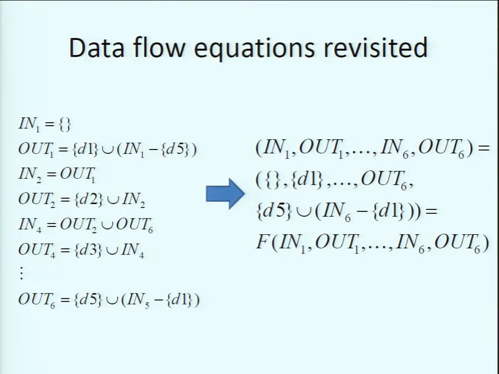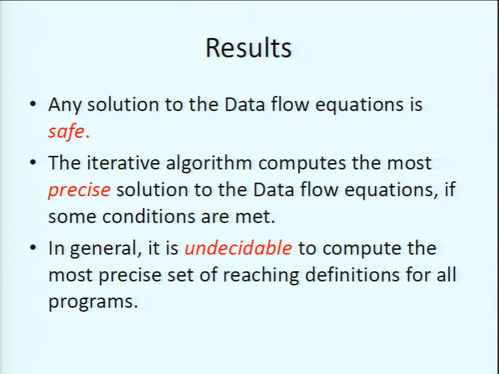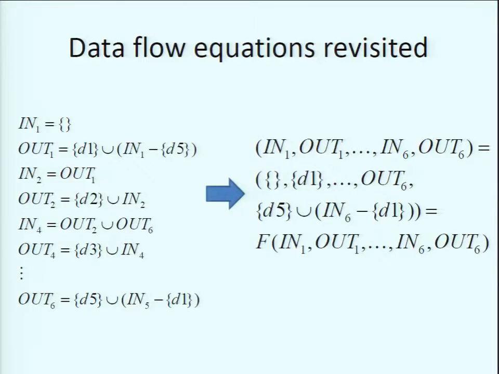Okay, so let's look at the data flow equations again. Now I will try to answer why does the algorithm terminate, and what is the meaning of this most precise solution of data flow equations. Here we have the data flow equations again on the left hand side. So let us just collect all the LHS of these equations and write them in the form of a vector, and we will collect all the RHS of these equations, and we will also write that in the form of another vector.